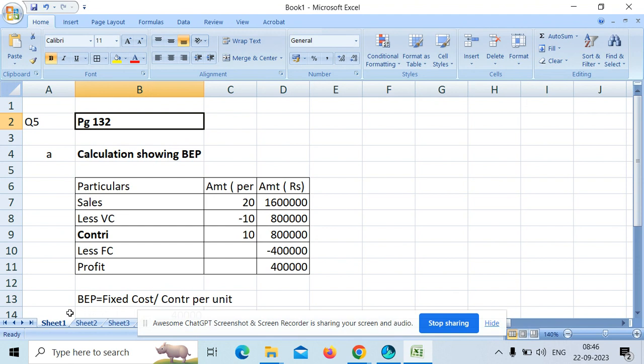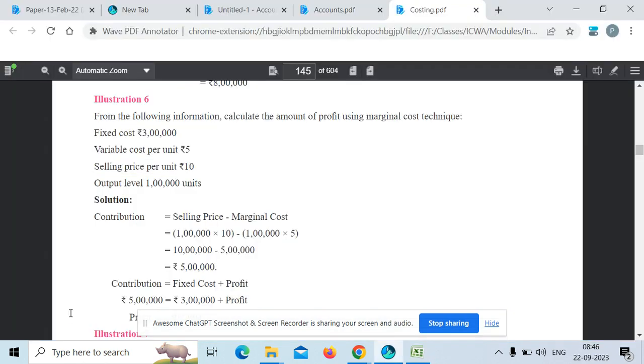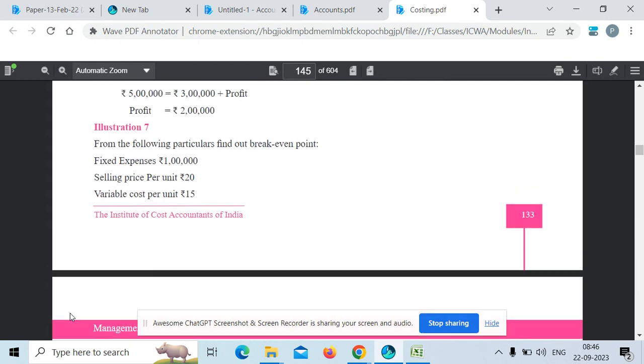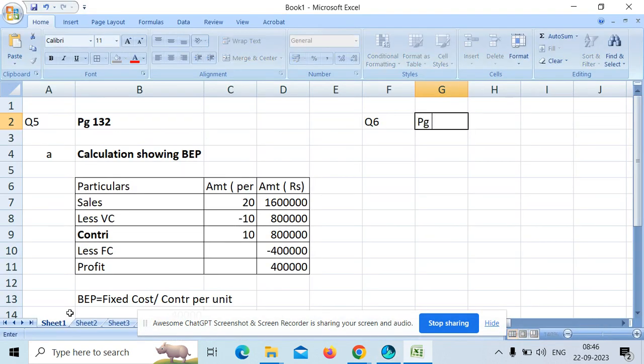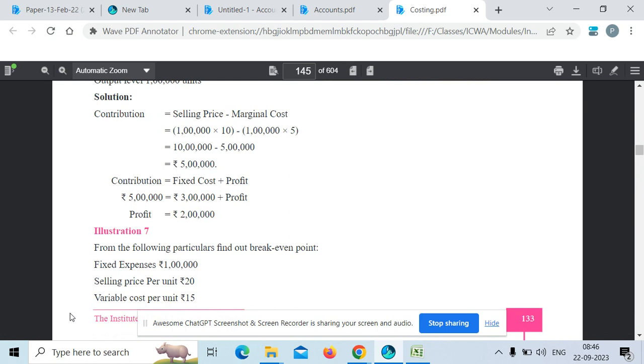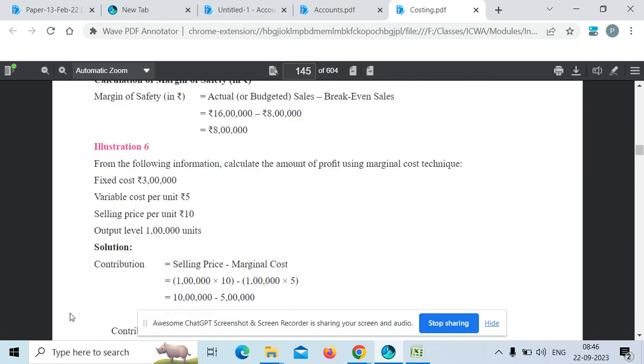It's done. Okay. Let's take illustration 6 on page number 133. Illustration 6 says: from the following information, calculate the amount of profit using marginal cost techniques. So you are supposed to calculate the amount of profit. Fixed cost is given to you as rupees 3 lakhs, variable cost per unit rupees 5, selling price per unit rupees 10, output level is 1 lakh units.